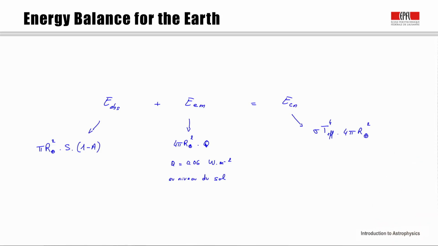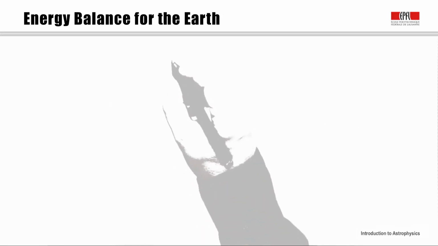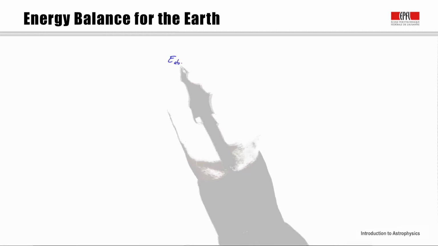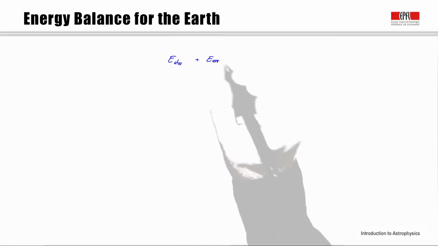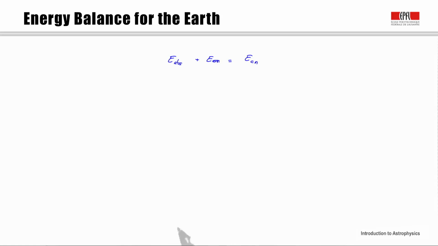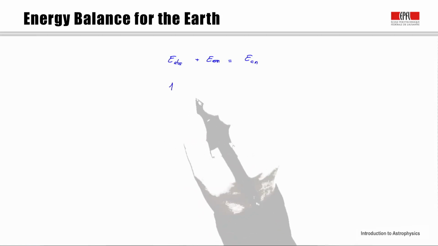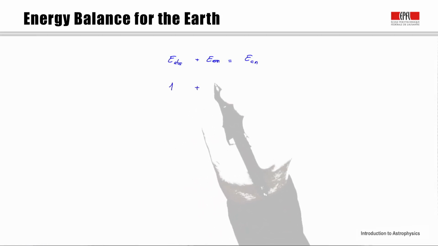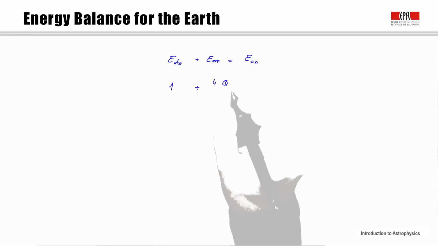This gives the complete energy balance. Let us rewrite this equation in a slightly different manner. So we have the absorbed energy plus the emitted energy is the blackbody energy. If we rearrange the different terms, we end up with the following equation.